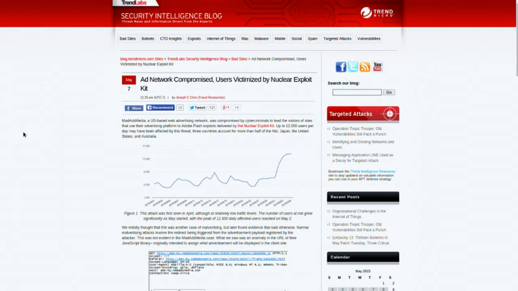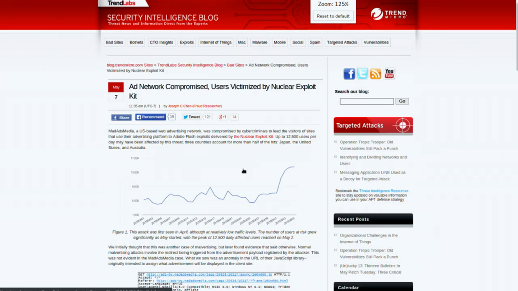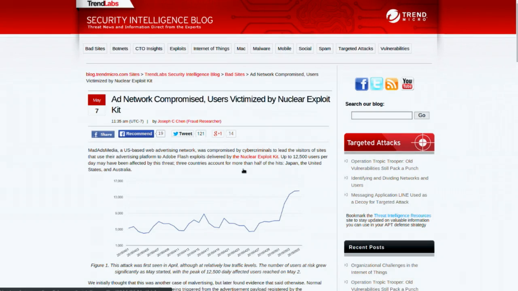Now this is an ad network compromise with a new twist. Users were victimized by an exploit kit. They hacked into the ad network and made it send out the exploit kit. Normally, these happen when somebody just uploads it as an ad, but in this case they actually took over the network and replaced legitimate ads with the virus.